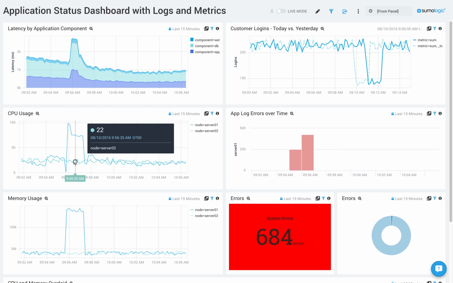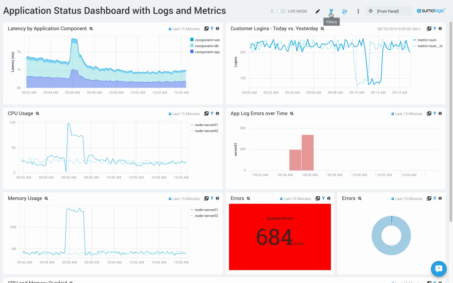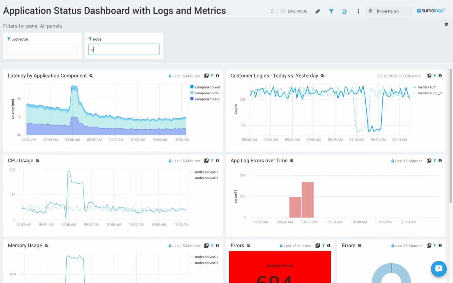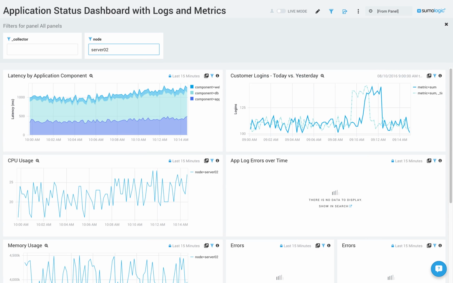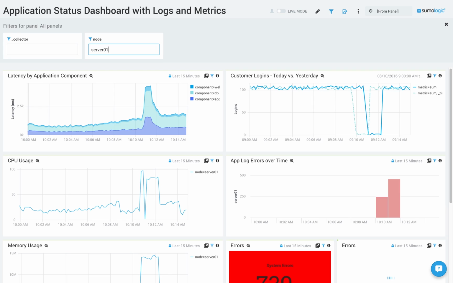So if I look at the CPU usage here, I can see that server 02 looks okay, whereas server 01 here had a huge burst. So maybe what I want to do is filter by those servers to see if I can learn anything. If I filter first by server 02, I don't really see many of those patterns. Now if I look at server 01, I immediately see something different. This is where the latency increase is coming from.